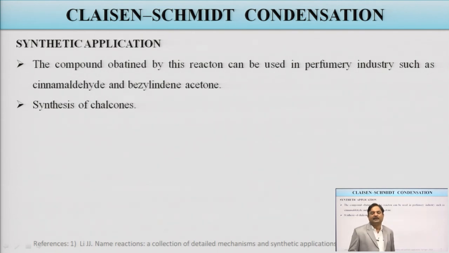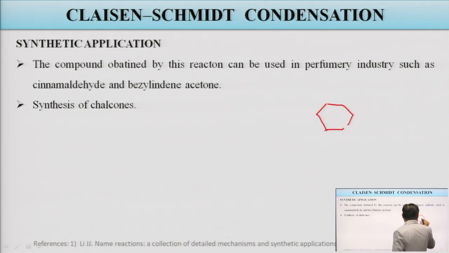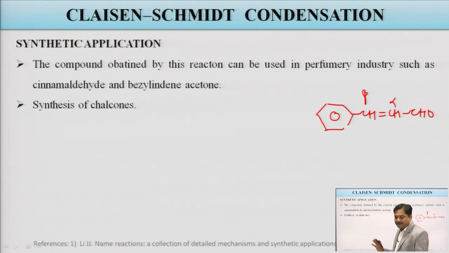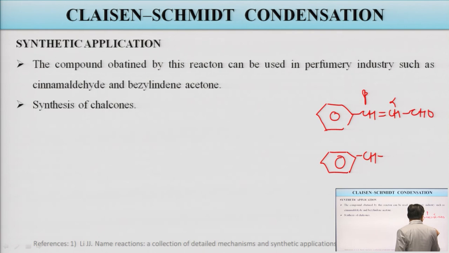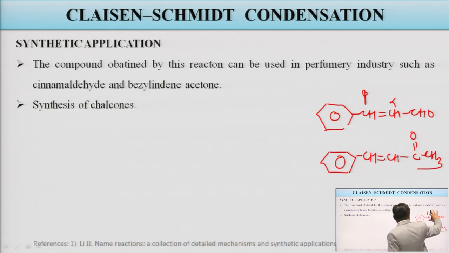Now coming to the important aspect of Claisen-Schmidt condensation reaction, that is synthetic applications. So this reaction is very much important because it gives various compounds, for example cinnamaldehyde, for example benzylidene acetone. Cinnamaldehyde is CH double bond CH CHO, this is cinnamaldehyde. Okay, so examples of alpha beta unsaturated carbonyl compounds. Okay, for example benzylidene acetone. So what is benzylidene acetone? This is CH double bond CH CO CH3. So this is cinnamaldehyde, this is benzylidene acetone.